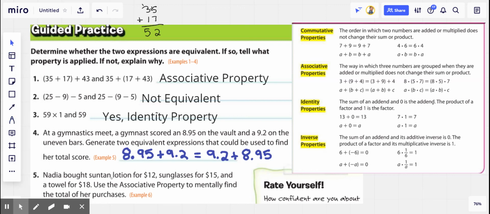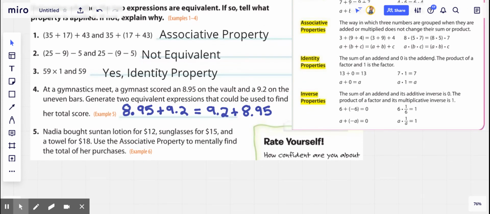It says Nadia bought suntan lotion for $12, sunglasses for $15, and a towel for $18. Use the associative property to mentally find the total of her purchases. Okay, so here we go. Remember, the associative property talks about no matter which way the three numbers are grouped together, they are going to equal the same. They're going to be equivalent. It does not change their value.